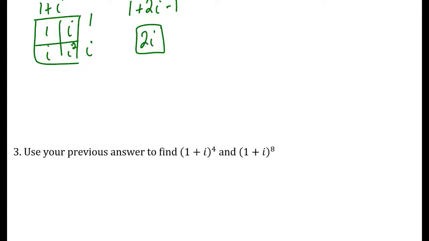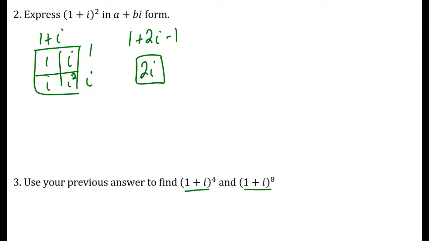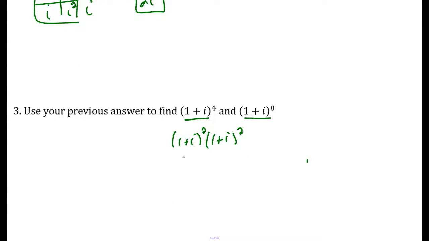And part 3 says, use your previous answers to find (1 + i)⁴ and (1 + i)⁸. Well, (1 + i)⁴ is really (1 + i)² times (1 + i)². So that's really 2i times 2i. 2i times 2i is 4i squared. That number is better known as negative 4.